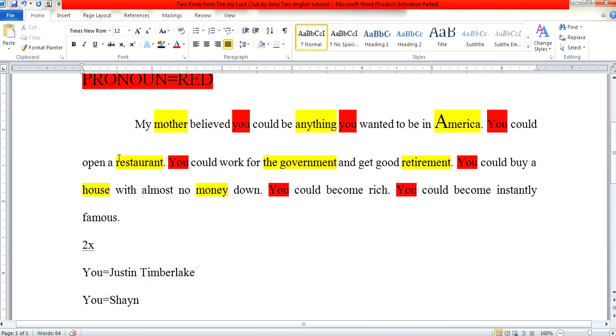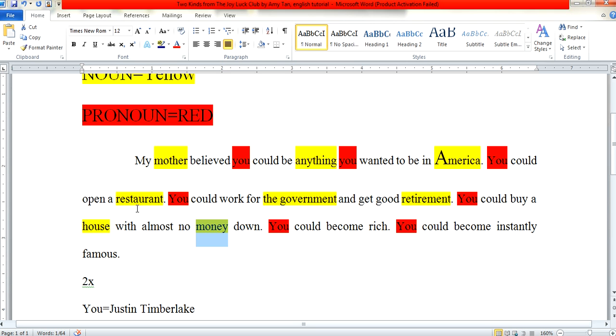So let's just look at it this way. We have this is a noun. In the next sentence, we have you could work for the government and get good retirement. The government is a noun and retirement is a noun. We have the next sentence. You could buy a house with almost no money down. And we have house as a noun and money as a noun.